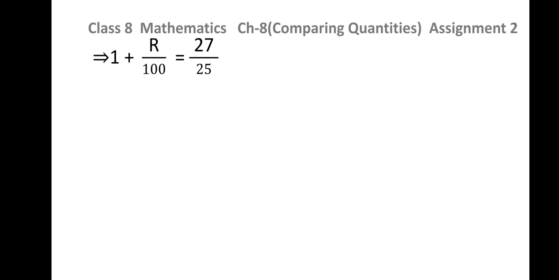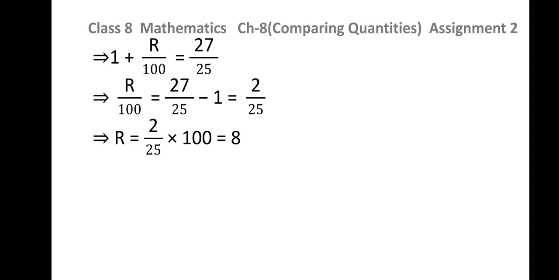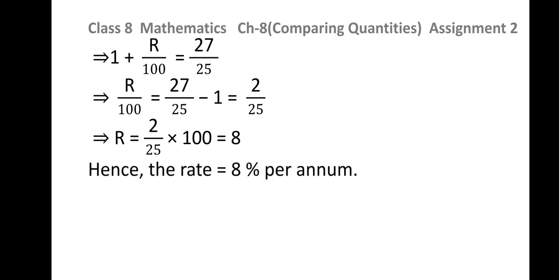But we want R. How will we get R now? This 1 will be shifted to the other side and subtracted. So the equation will be R/100 equal to 27/25 minus 1. When you solve it, you will get R/100 equal to 2/25. So R will be equal to 2/25 into 100, and after solving you will get R equal to 8. So the rate is equal to 8% per annum.